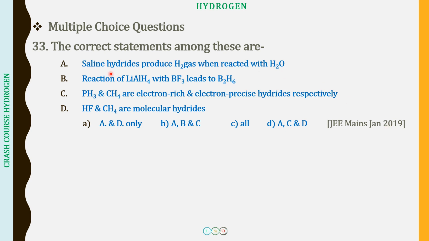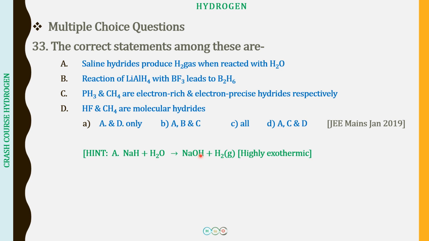So the first we have is that saline hydrides, when they react with water, will produce hydrogen gas. So this is correct. And here this reaction is a highly exothermic reaction in which NaOH and hydrogen are formed. Okay, so this is going to be a correct choice. All the saline hydrides, when they react with water, will produce hydrogen.